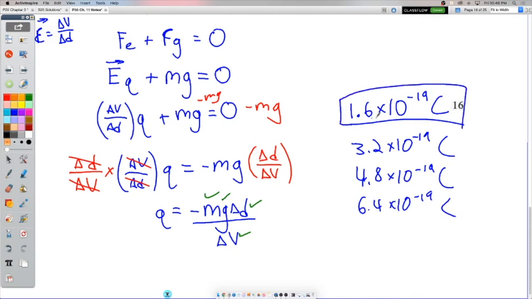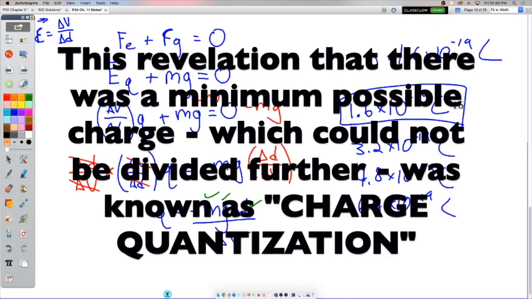He never saw half of this. He never saw 0.8 times 10 to the negative 19 coulombs. It was always a multiple of this, right? So we might say it was n, where n is an integer, times 1.6 times 10 to the negative 19 coulombs. And so he reasoned that if something had, for example, one excess electron, it would have this charge. If it had two excess electrons, it would have this charge. If it had three excess electrons, it would have this charge. Four. But something cannot have half of an excess electron.